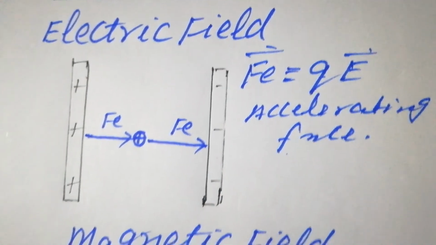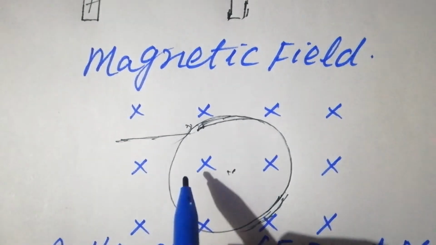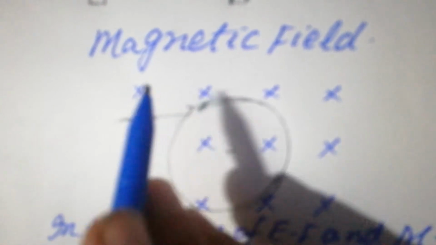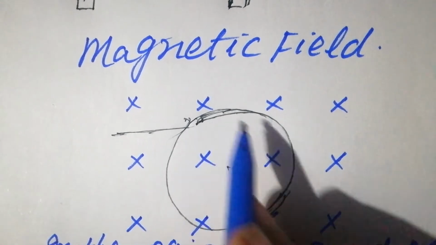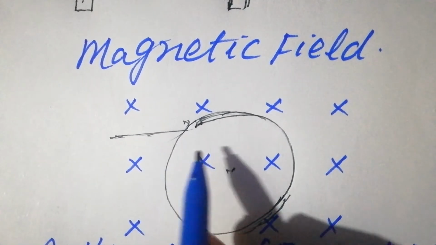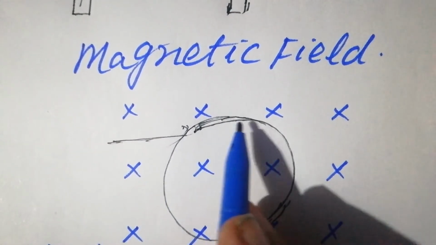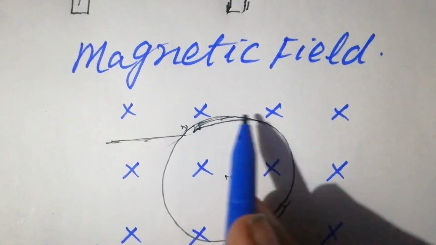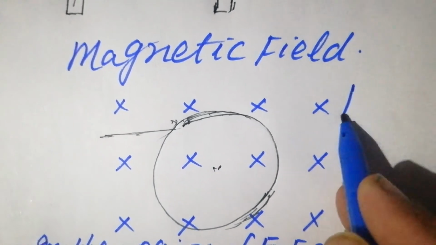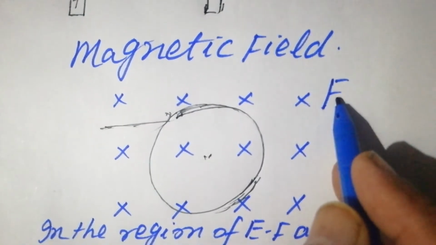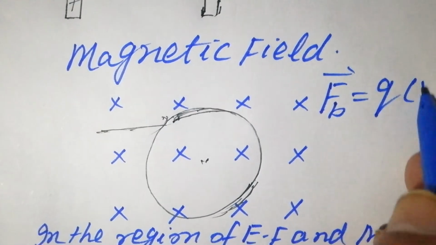Now the second case is when a charged particle enters a magnetic field. These crosses indicate that the magnetic field is into the paper, into the page. When a charged particle enters that region where the magnetic field is acting perpendicularly, a magnetic force will act on it and it will deflect that charged particle at 90 degrees, and it starts rotating in a circle. So it starts moving in a circle, and that magnetic force is given by FB is equal to, we have already calculated this value, FB is equal to Q into V cross B.